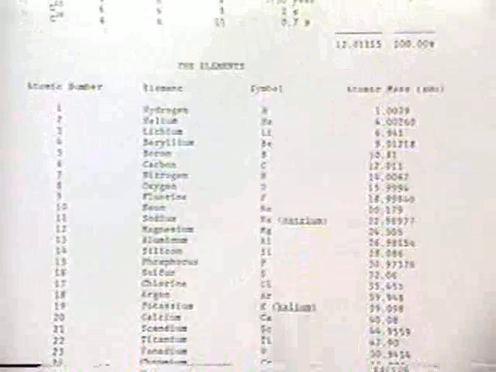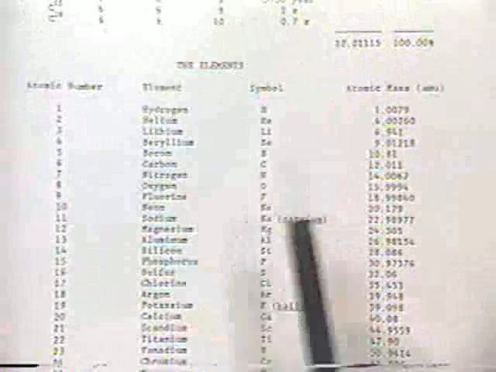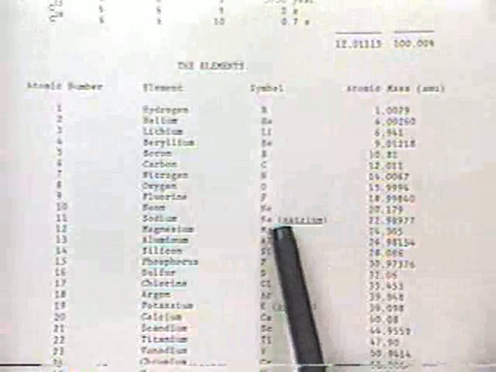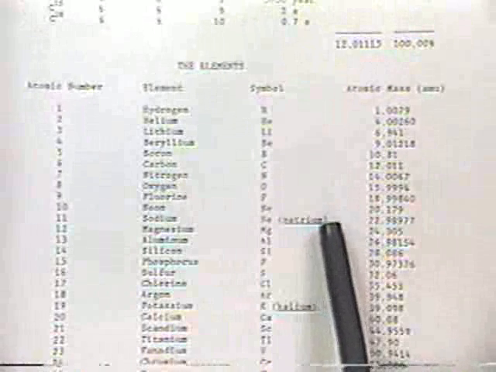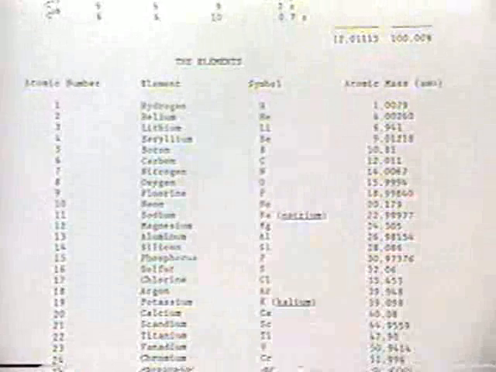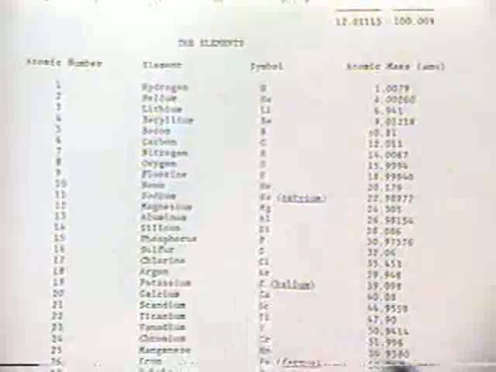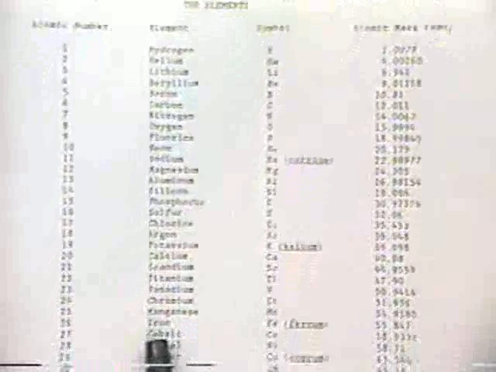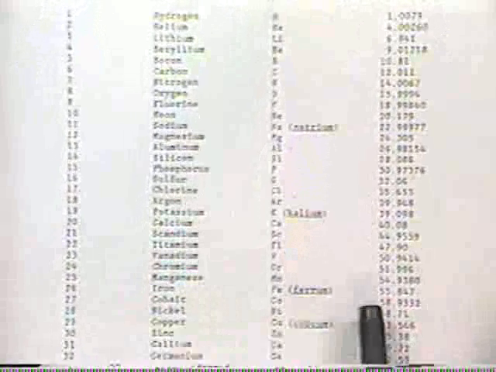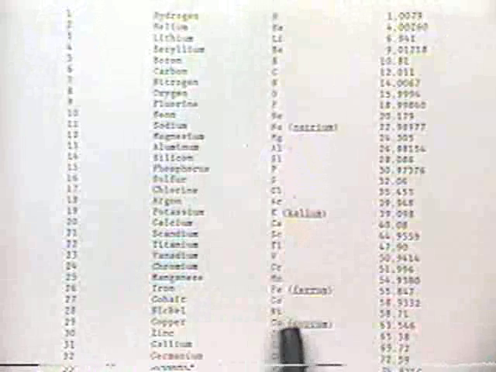Just a few points. For example, sodium: why is Na the symbol for sodium? Well, the Latin name for sodium is natrium, so that gives you the Na. Potassium is kalium, so that gives you the K. Iron is ferrum, which gives Fe. Copper is cuprum, Cu.